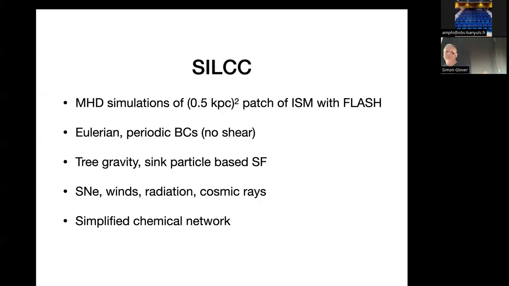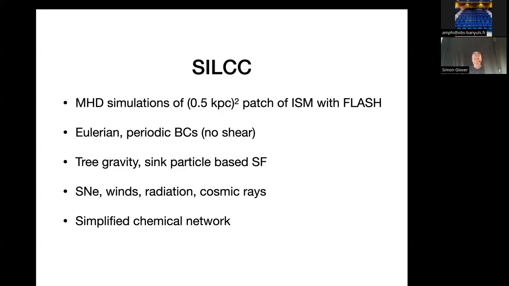Another fairly influential model is the Silcc model. So this is the same idea of just looking at a small patch of the ISM. In this case, they're taking just a half kiloparsec by half kiloparsec patch and modeling this with Flash. Now, Flash is an AMR code, so they have the advantage that they can potentially zoom in to much higher resolution than Athena can afford.